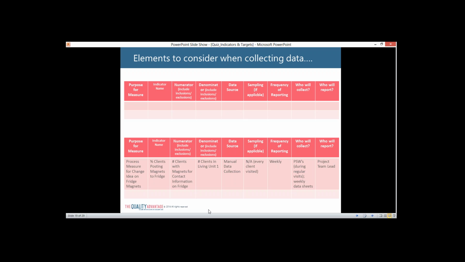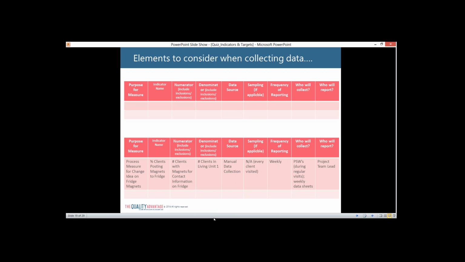What's the frequency of reporting? Well, remember we said for process measures we want at least weekly. Who will collect it? So this is important because you want to set out a measure and then you want to make sure that someone's accountable for doing it. In this case, it's the PSWs during their regular visits, and they're going to hand in a weekly data sheet to the project team lead, and the project team lead will be pulling that together and putting it on a similar run chart to the slide that we just showed you.